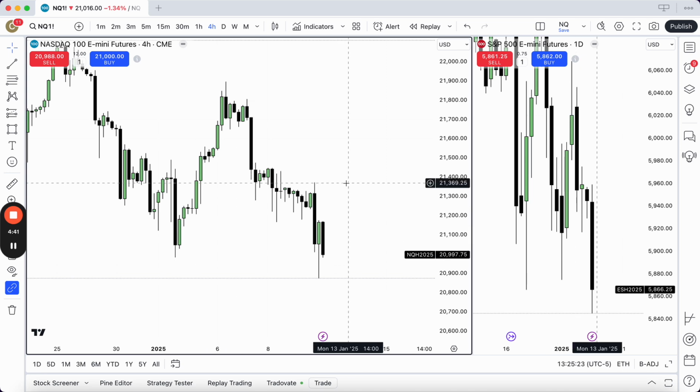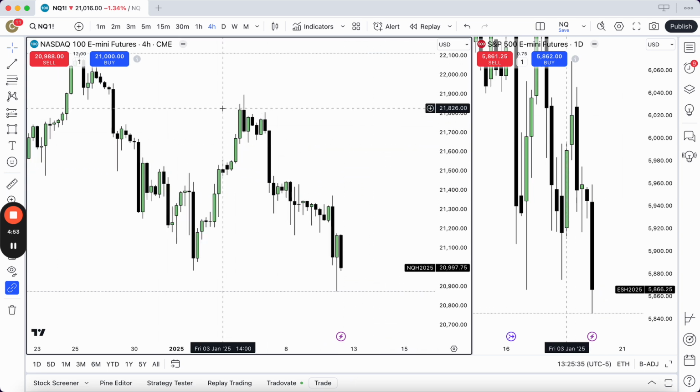Okay? You're always going to start with the big picture. The higher time frame liquidity matters more than the lower time frame. So you're always going to want to find major liquidity zones. Remember, like I just said, these zones are like magnets.